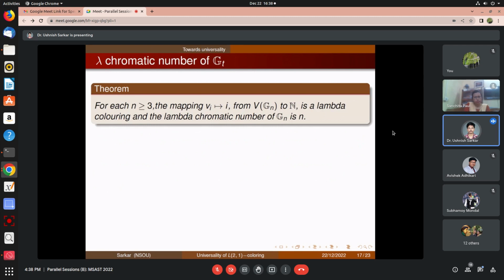Now I will show some theorems, and for the sake of brevity, I will be skipping the proofs. The first theorem is: for each n greater than 3, I assign the i-th color to v_i for G_n, the first construction I have shown you. This is a lambda coloring, and it can also be proved that it is an optimal lambda coloring. So the lambda chromatic number of G_n is n.